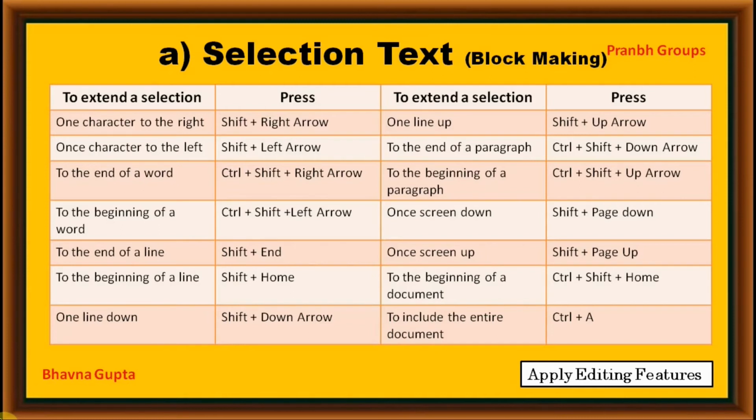line, Shift plus End. To the beginning of the line, Shift plus Home. One line down, Shift plus down arrow key, one line up, Shift plus up arrow key. To the end of the paragraph, Control plus Shift plus down arrow key. To the beginning of the paragraph, Control plus Shift plus up arrow key.